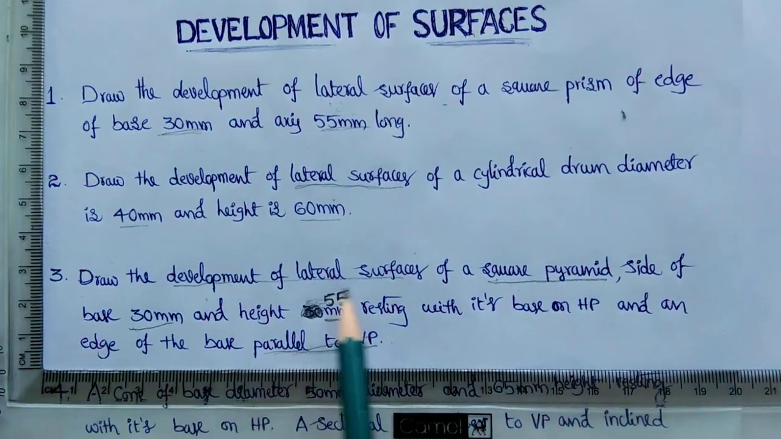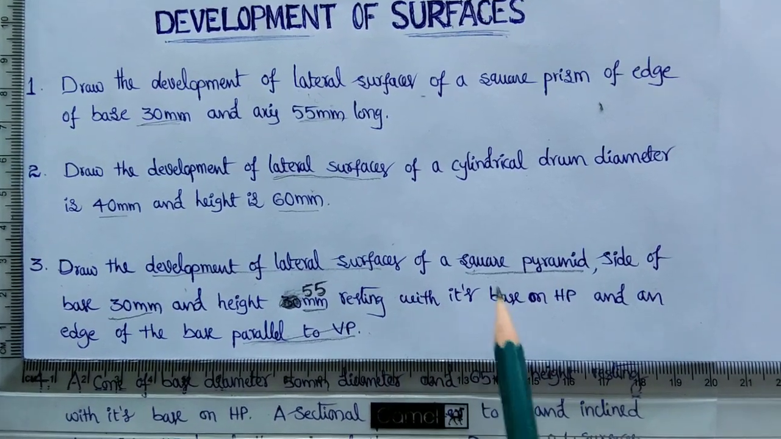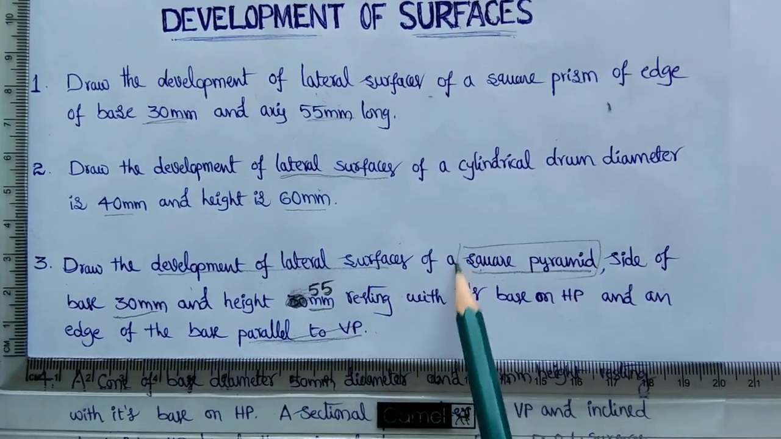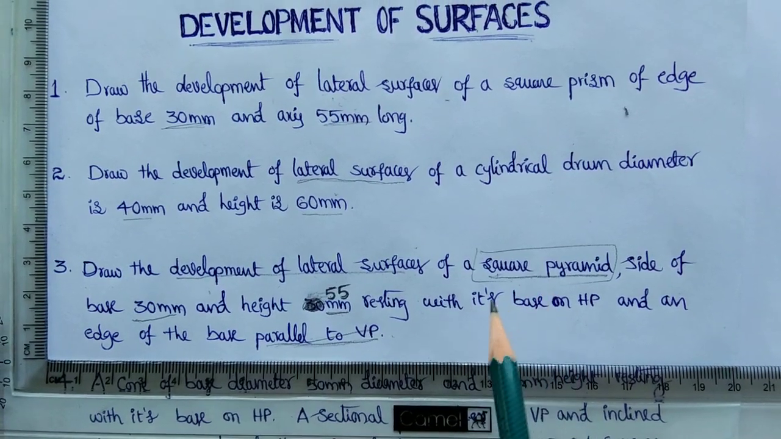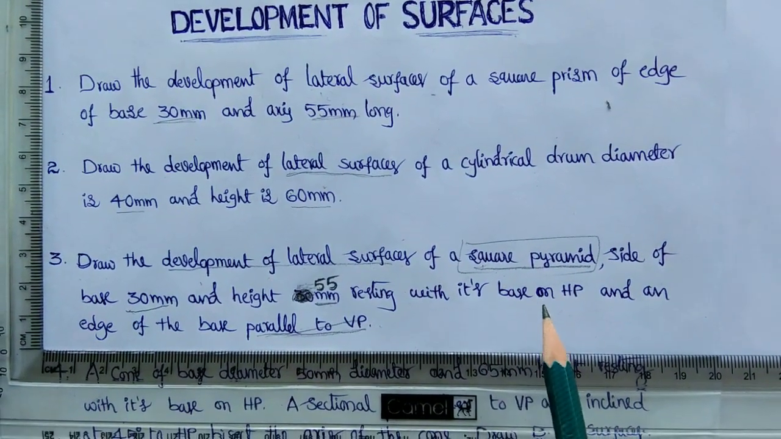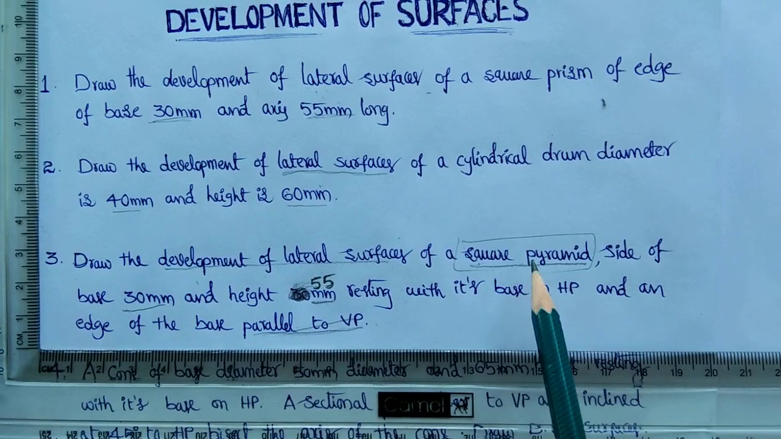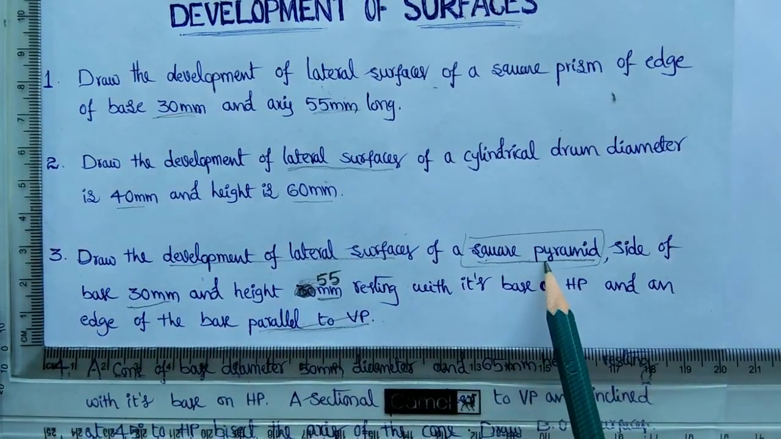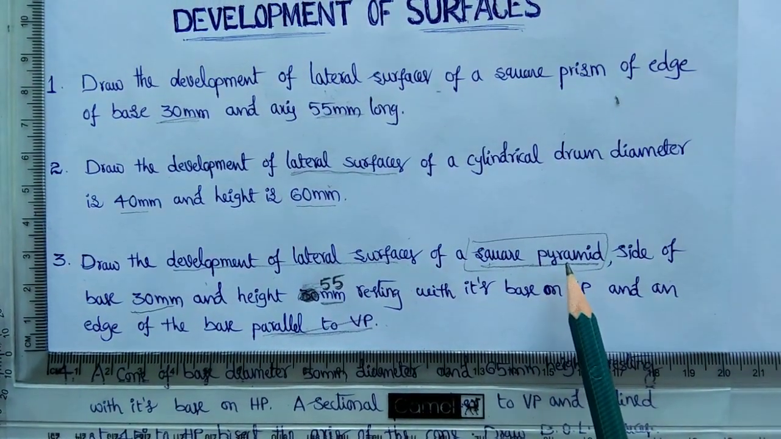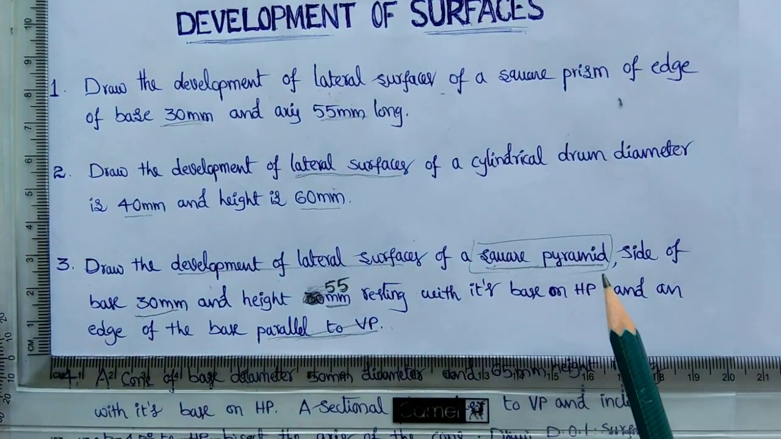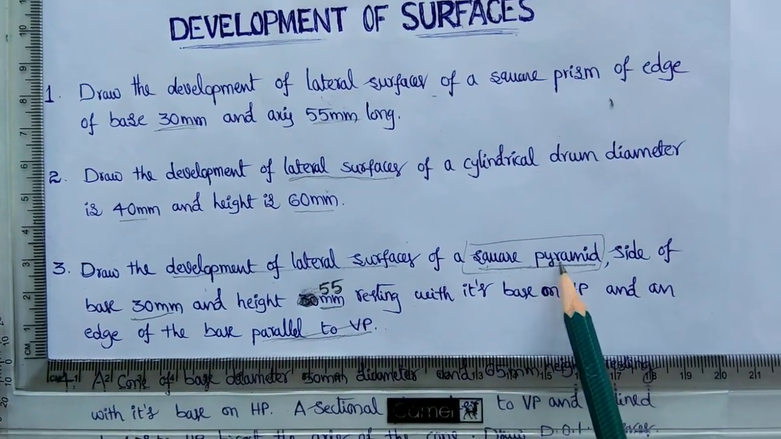Draw the development of lateral surfaces of a square pyramid. Remember this object, this is a square pyramid, the base is a square plane surface. We will have 4 isosceles triangular faces, all meeting at a point, and that point is called the apex. So that is the description of a square pyramid.